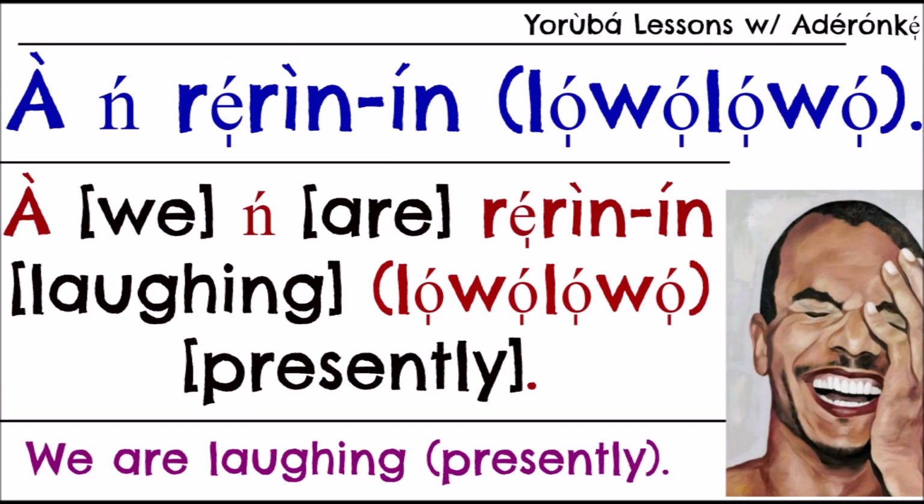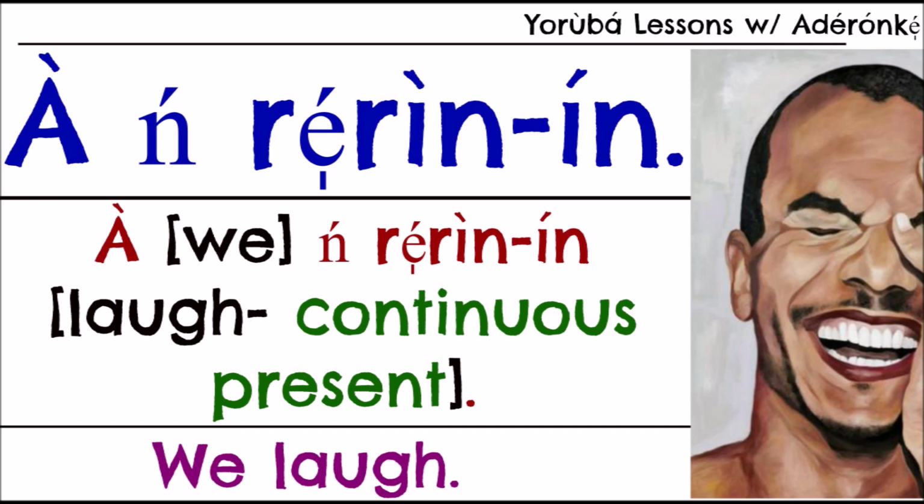Then when you say a n rerin lowolowo, again you get the pattern. We is or are. Rerin is laugh. Lowolowo is presently, which can be excluded. When you say we are laughing, you're still saying it's something that's going on presently. However, if you want to put emphasis, especially because we laugh would be pretty much the same sentence, you can choose to include lowolowo. Again, I've explained this. A n rerin lowolowo. We're laughing presently. When you say a n rerin, it could be we laugh.